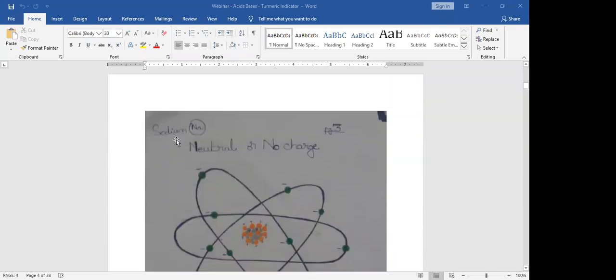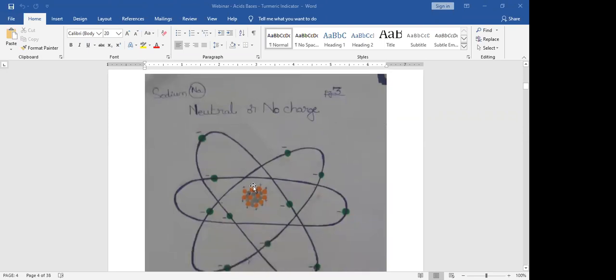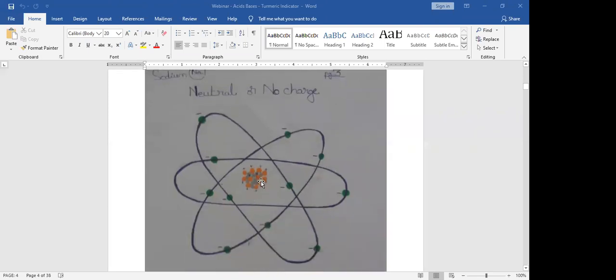Sodium means Na. That is what is here. And you can see at the center, there are some orange dots. Those are the protons or the positive charges. The gray dots, you don't have to worry about as of now. Those are neutrons. They do not have any charge. And the green dots are the negative charges or the electrons.